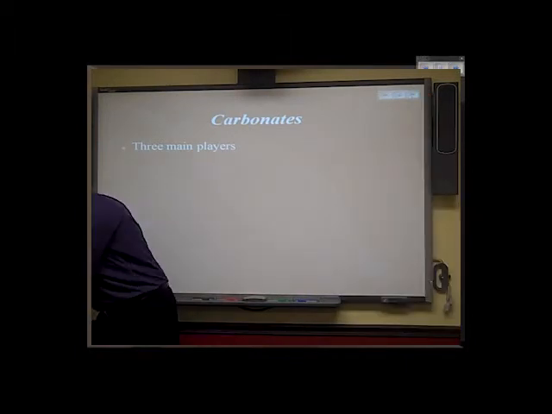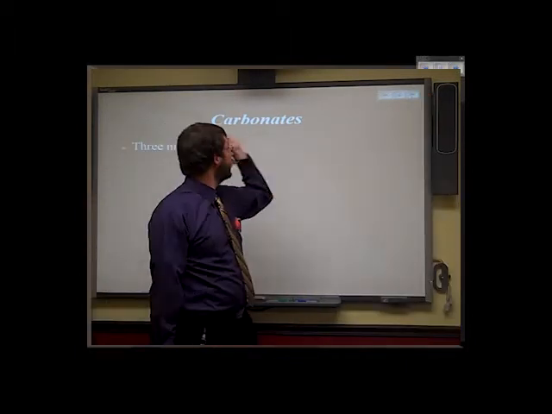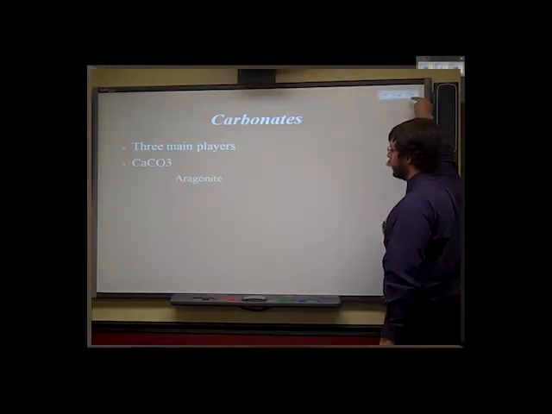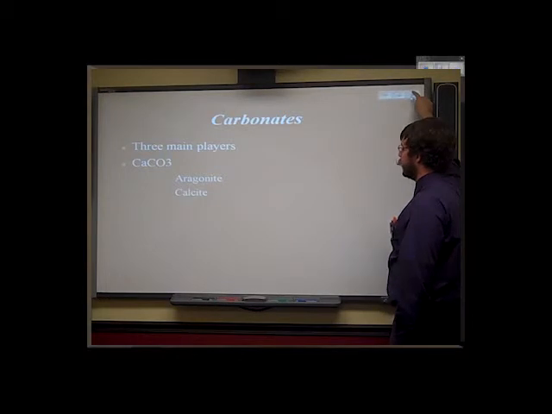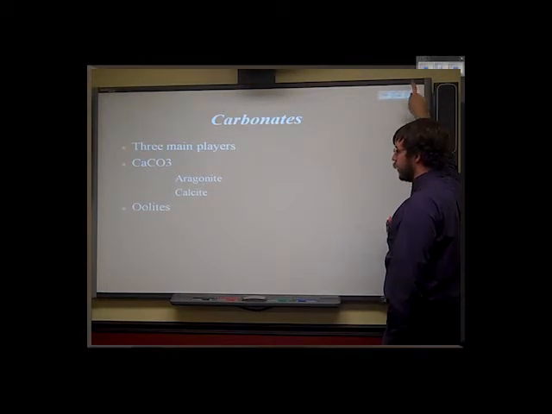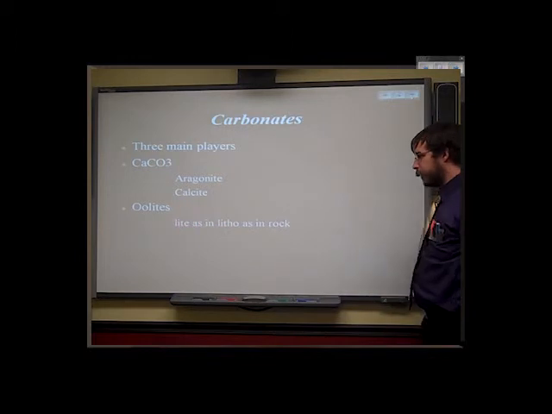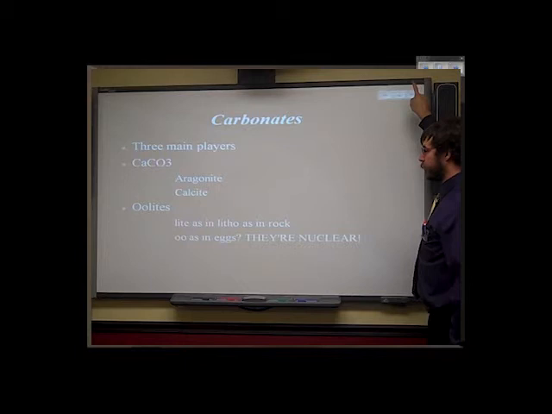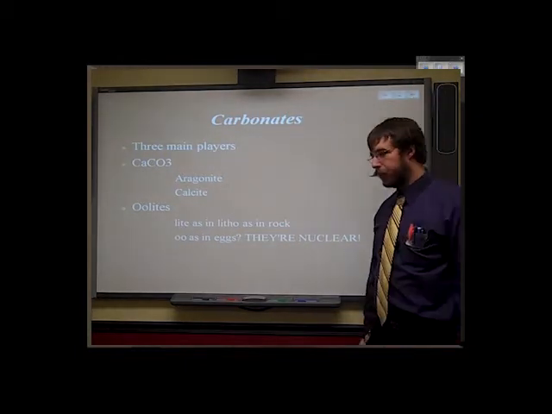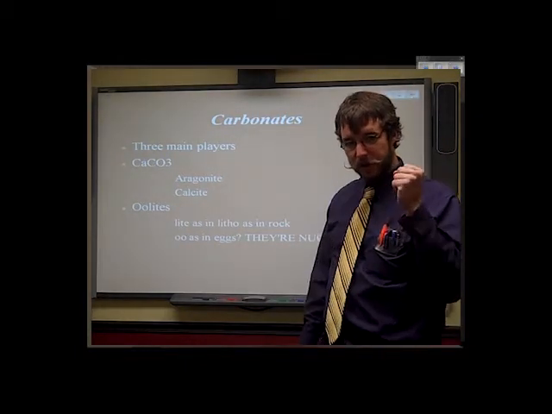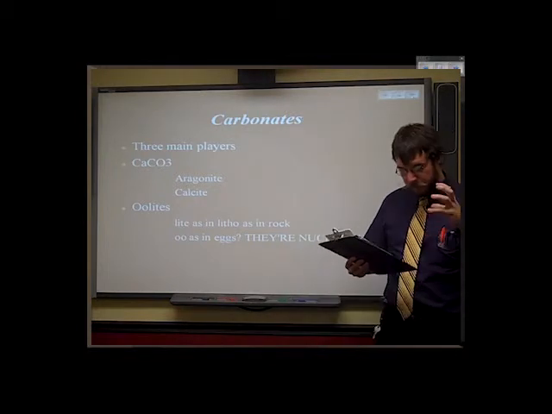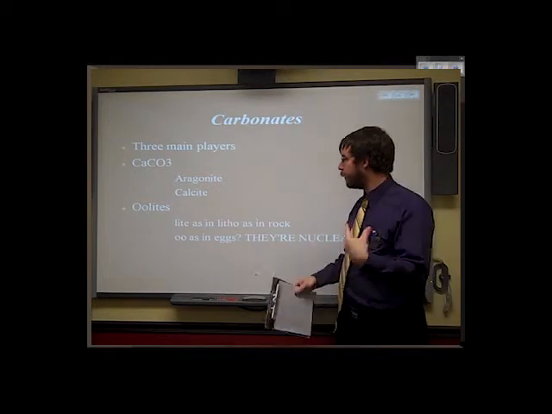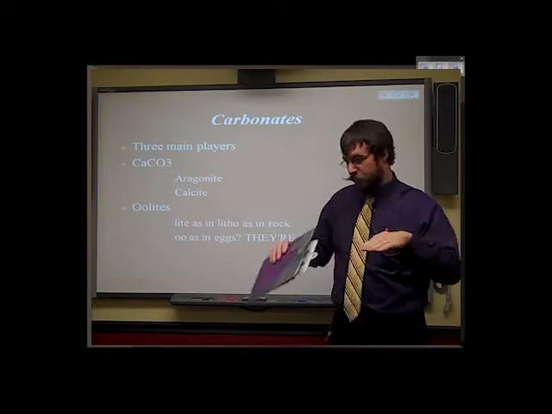There are also carbonates. Carbonates mostly come in the series calcium carbonate. So you have aragonite, you can have calcite, and you can have oolites. Oo meaning egg, lith meaning rock. So literally these are egg rocks. What's really kind of cool about these is they actually nucleate very, very slowly over time and form these really beautiful egg-like things. And there are very, very small calcite layers usually dispersed in there.